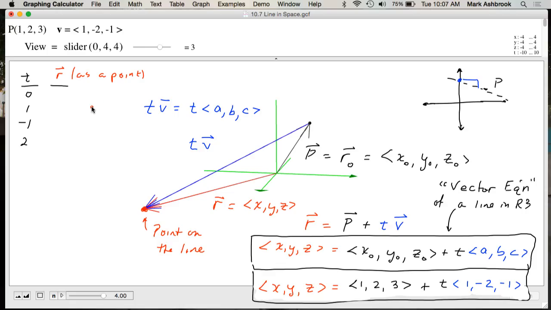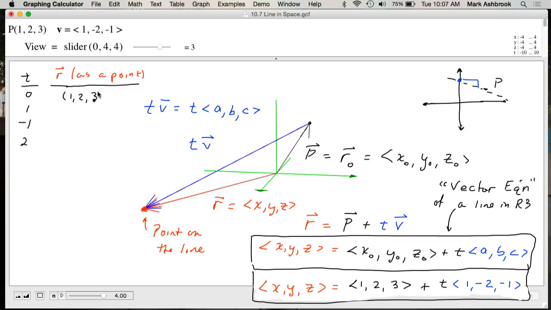I'm going to write r, but as a point, okay? R is going to give us the position vector. And if it's the position vector, then it's pointing right at the point in question. So when t equals 0, what do we get? That's our point P, right? That's our point P.